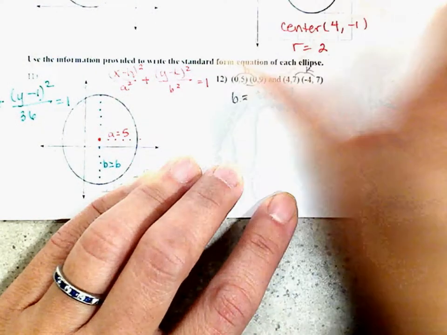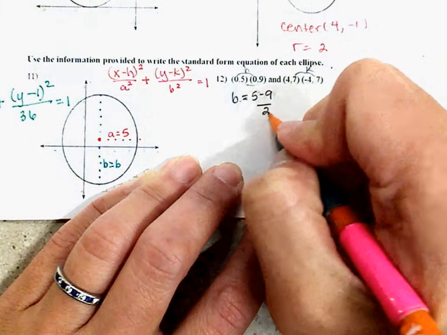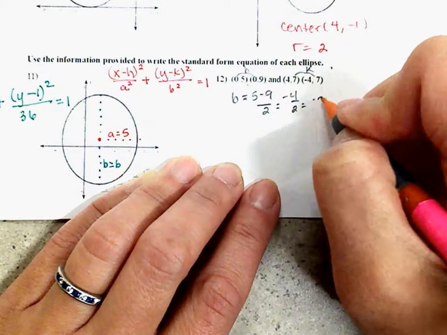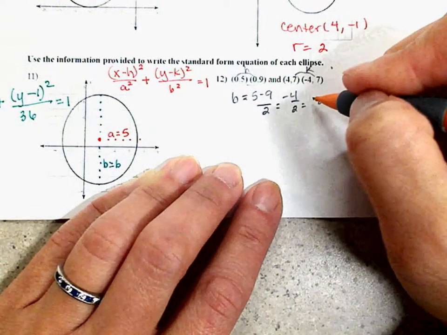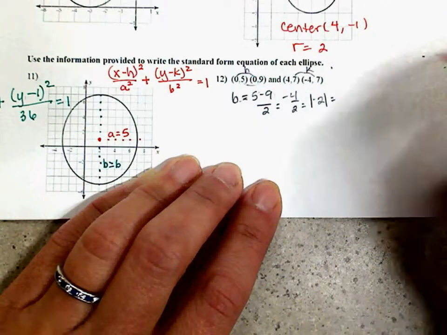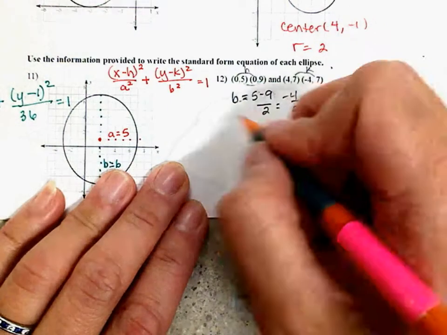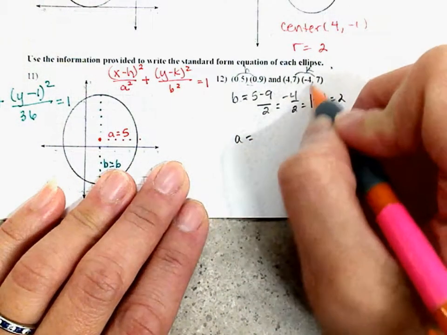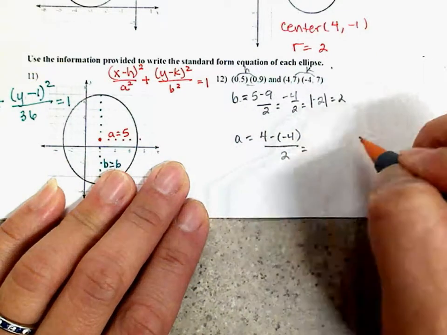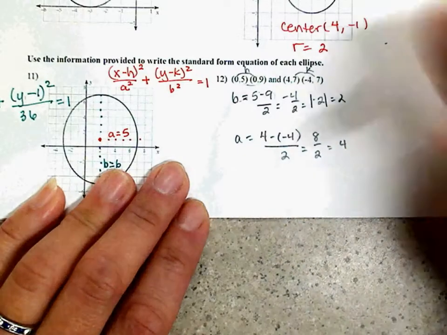So I'm going to do 5 minus 9, divided by 2, which gives you negative 4 over 2, which gives you negative 2. Now, we are measuring distance, so it's always going to take absolute value, so that'll give you a positive 2. Your a, which is your 4 and negative 4, so 4 minus negative 4, divide that by 2, gives you 8 over 2, which gives you 4. So you have your a and your b.